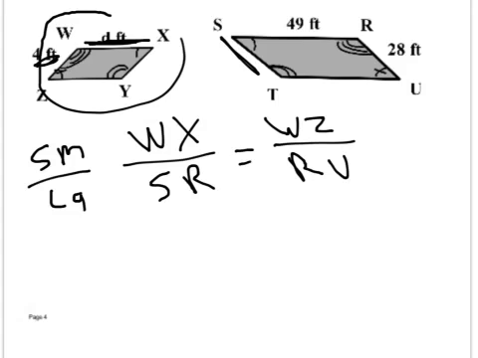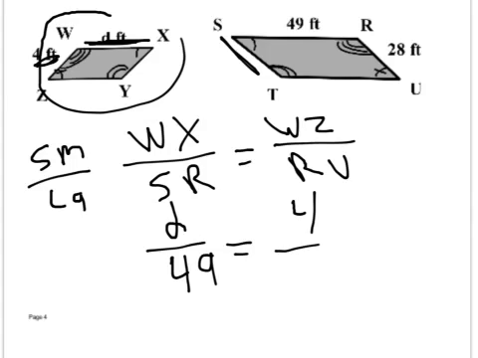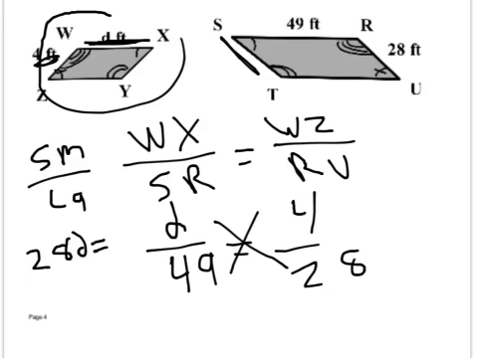So now we just fill in our numbers. WX is D. SR is 49. WZ is 4. And RU is 28. So now we cross multiply. We get 28D equals 4 times 49. Someone raise your hand. Tell me what 4 times 49 is. Blaine? 196. Thank you for raising your hand, Blaine.